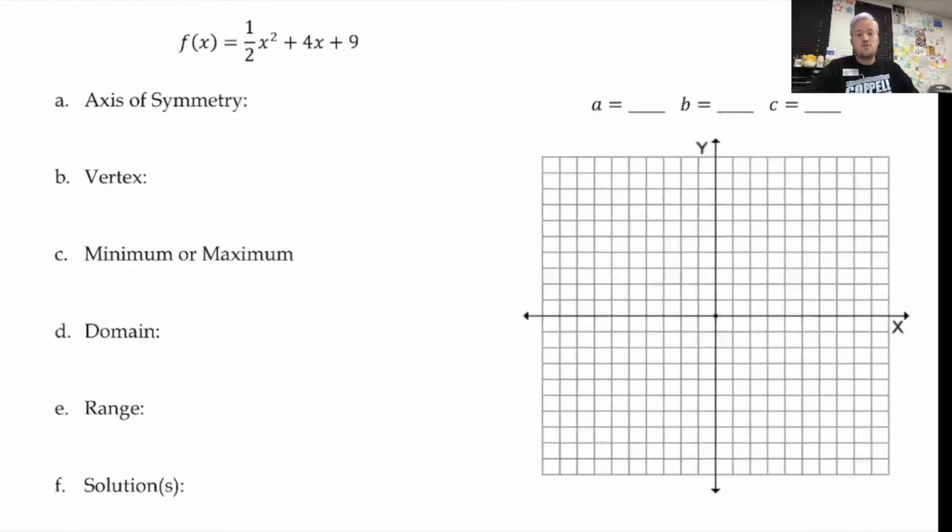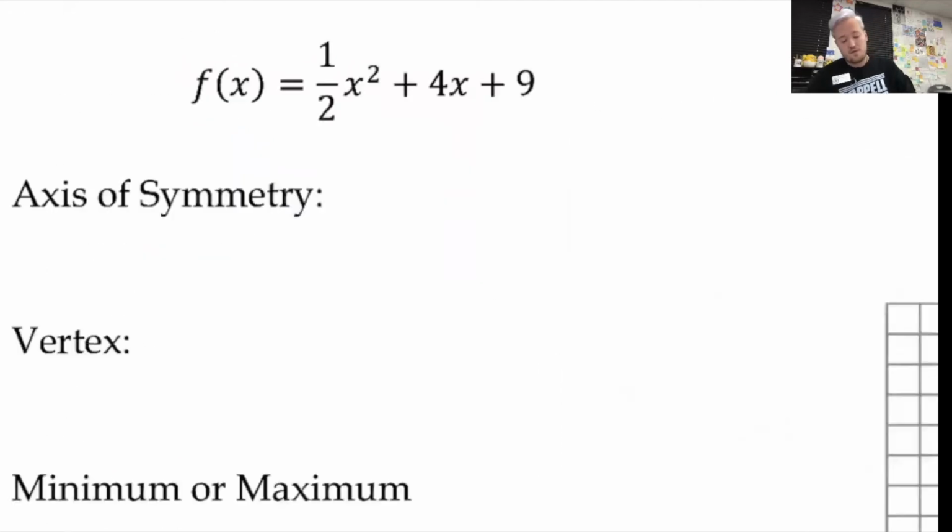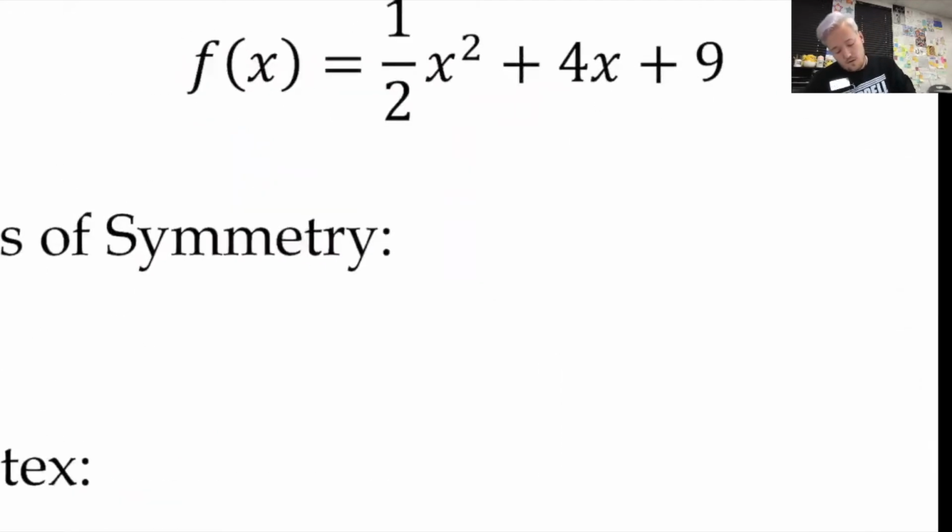All right, so we're gonna do the second one as well. So same steps as before. So we're still gonna do our ABC values. So we have an A value of 1/2. We have a B value of 4 and a C value of 9.